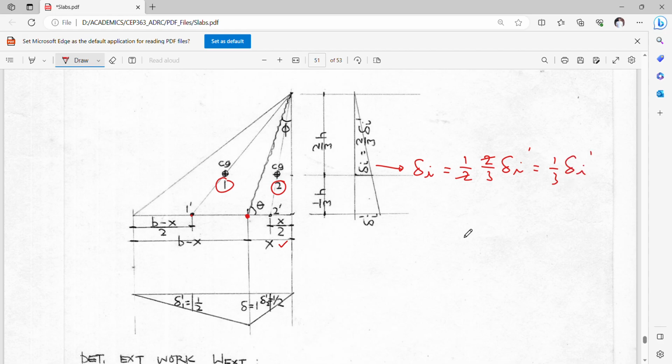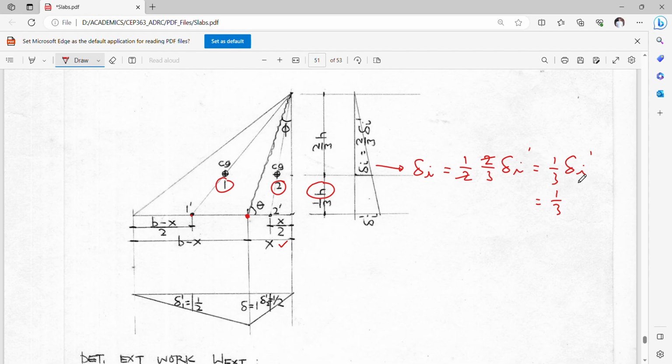Okay, so if your delta i prime is 1, then simply this will become 1. Of course, this is summed into delta i. That's why you still need to multiply it later by h.